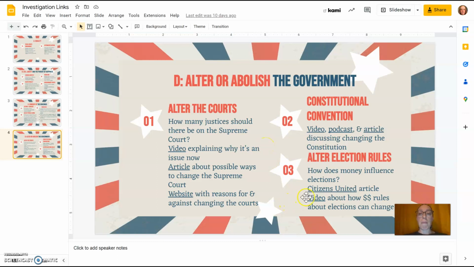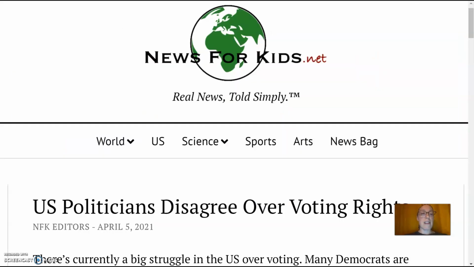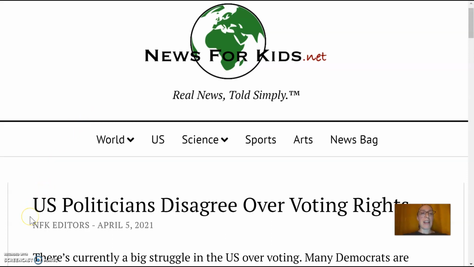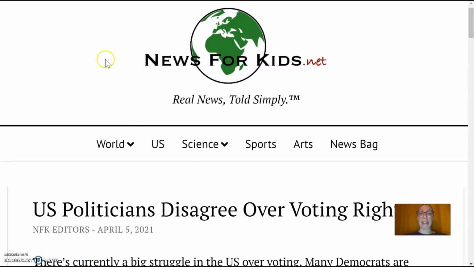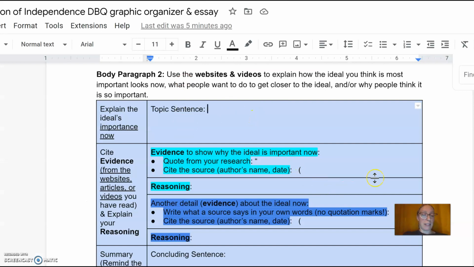So I have followed a link that was not actually the Citizens United article, but it is one that is about who gets to vote, and thus it is about altering the rules about how we choose our government. I chose this article because I have looked through them already. This is from newsforkids.net, and it's about U.S. politicians disagreeing over voting rights. I'm not going to do anything more with that until I have written my topic sentence.